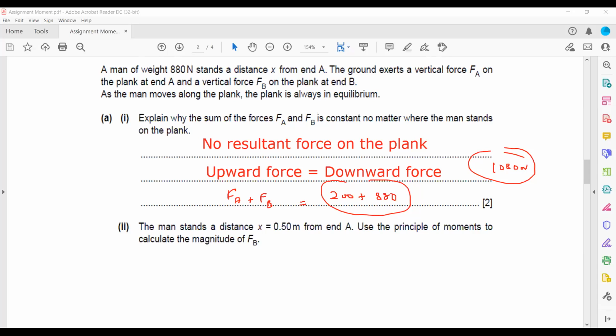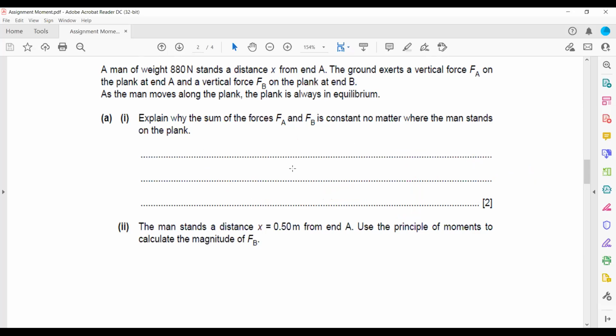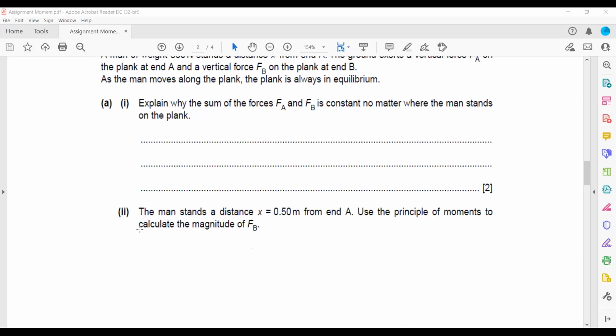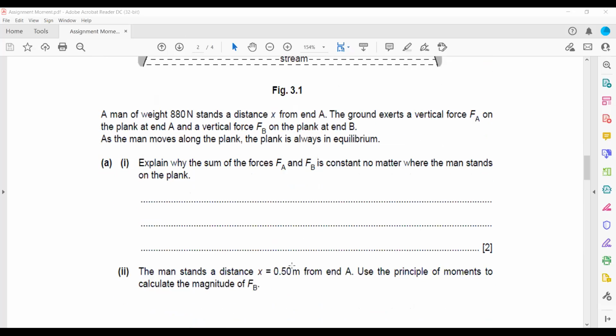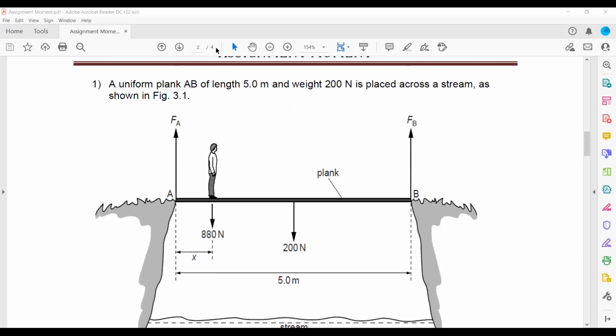Then for the second part, they're asking: a man stands at a distance x, which is 0.5 meter. Use the principle of moments. Calculate the magnitude of FB. So how can we calculate? The x is given, how much? 0.5. So it's up to you, any one of them you can consider as a pivot, but we need FB, so we'll consider A as a pivot.